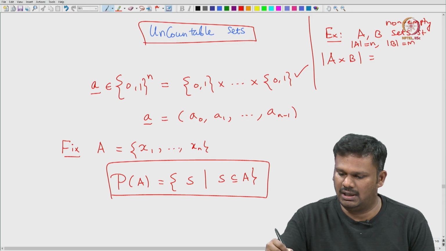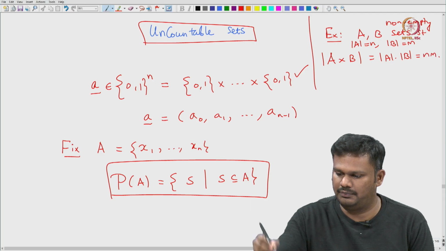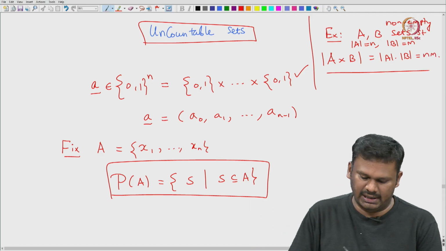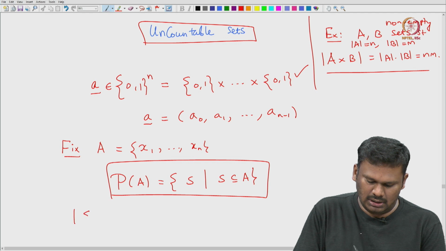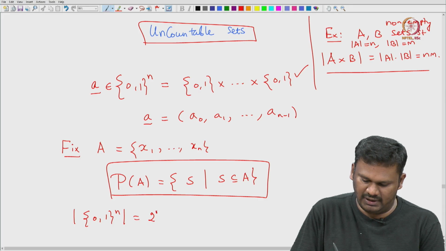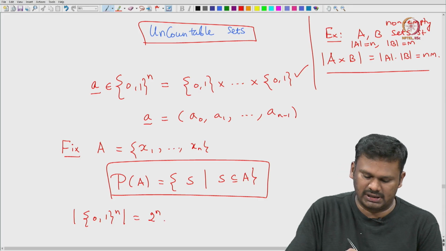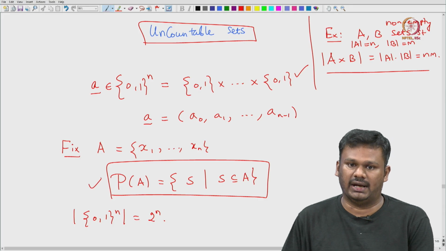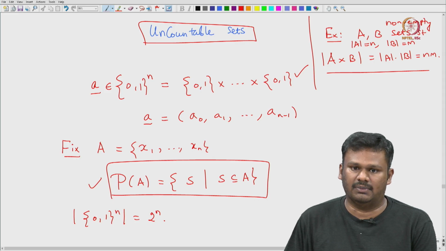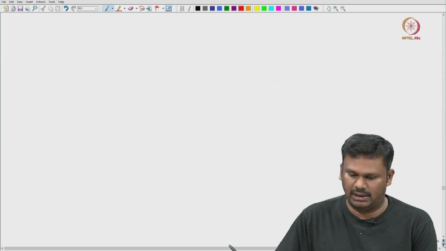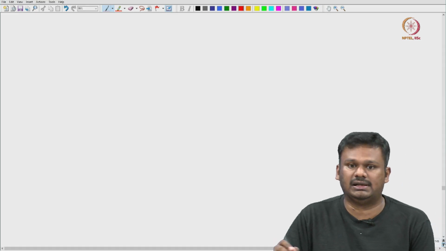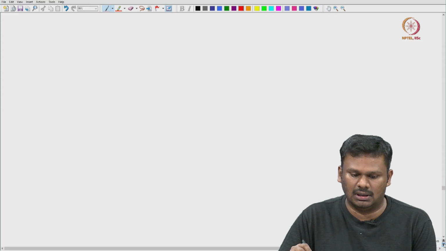Then the cardinality of A cross B is going to be the cardinality of A times the cardinality of B, which is nm. Using that, one can easily conclude that the cardinality of {0,1}^n is exactly 2^n. So we want to say that the power set of A also has exactly 2^n elements. How does one do that? We will explicitly find a bijection from the power set of A to this Cartesian product {0,1}^n.